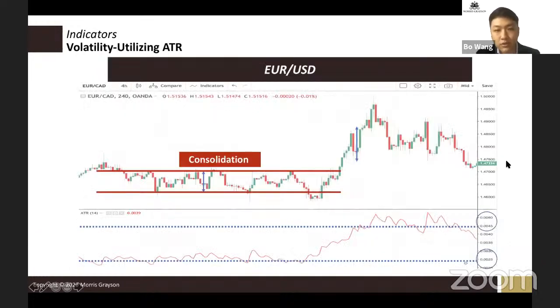In the example shown, in the period of consolidation, the average true range is at about 20 pips range, while after the Forex pair breaks out from the consolidation, the average true range has increased to about 50 pips per candlestick. If we do not use the average true range, we won't be able to determine the correct stop loss at different periods of time.